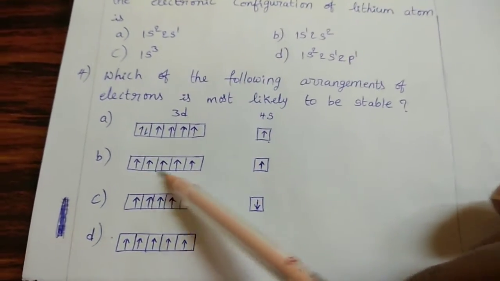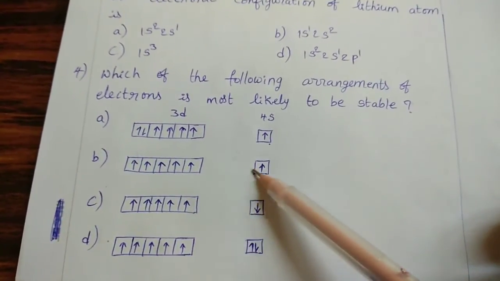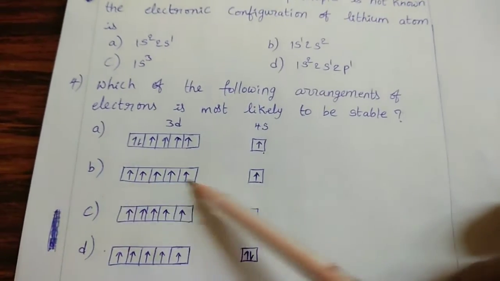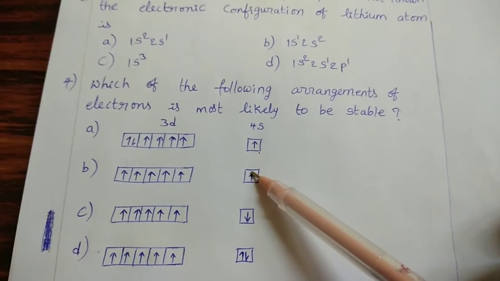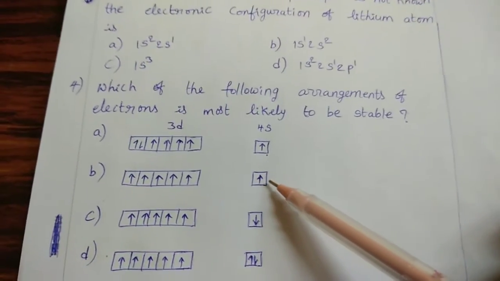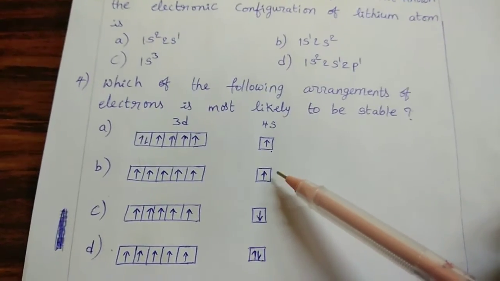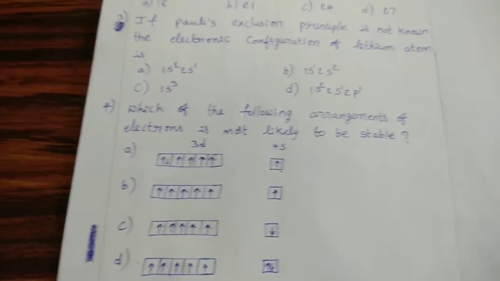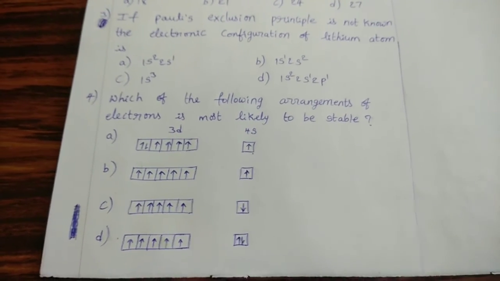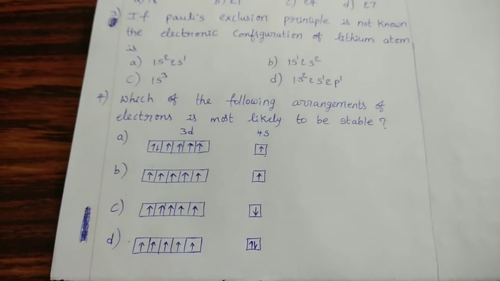Next, which of the following arrangements of electrons is most likely to be stable? Say this type of arrangement, all are having the same type of spin and symmetrical arrangement. So this type of configuration gives more stability for the respective element. Option B is the answer. Okay, so practice well. Atom is very small but the chapter is big. Practice well, you can do well in the exams.